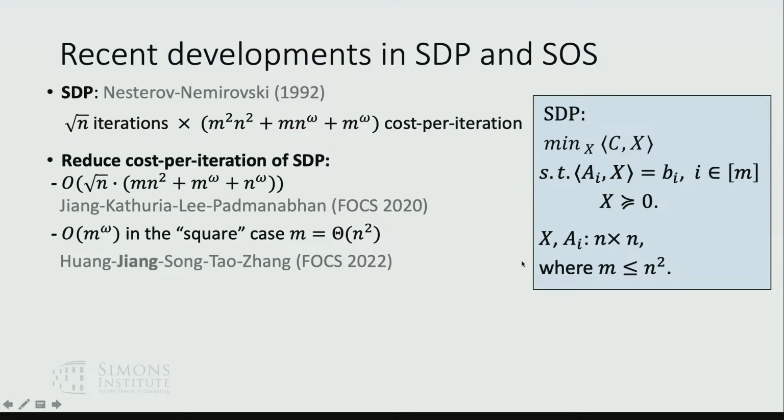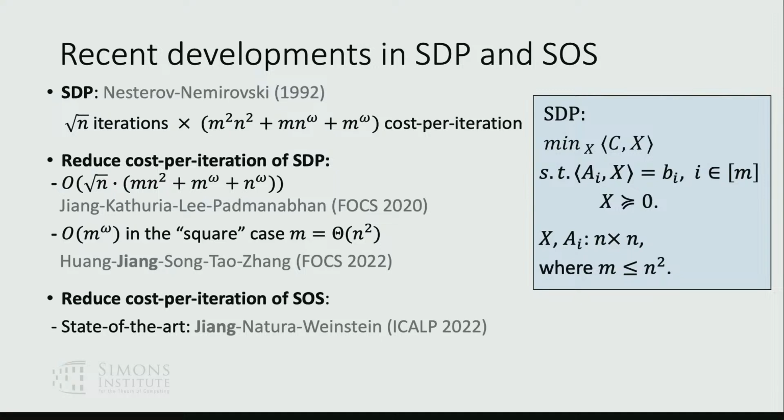So in the case where the number of constraints is roughly the same order as the number of variables, we get a similar result as in the LP case, which would run in n to the omega time for the current matrix multiplication exponent. And we can also use the same framework to reduce the running time for sum of squares optimization as well.